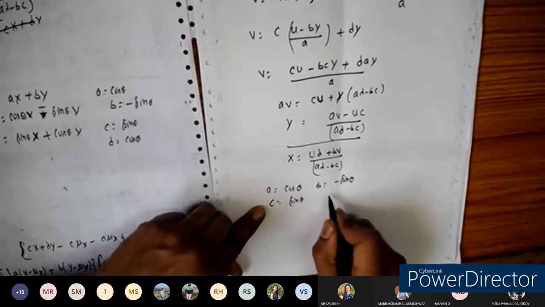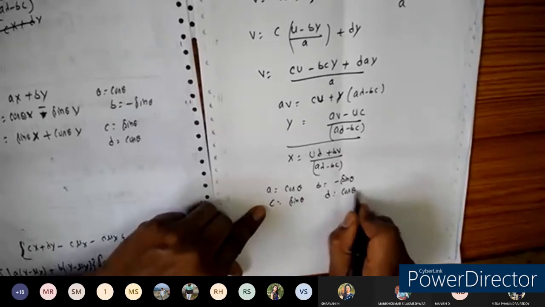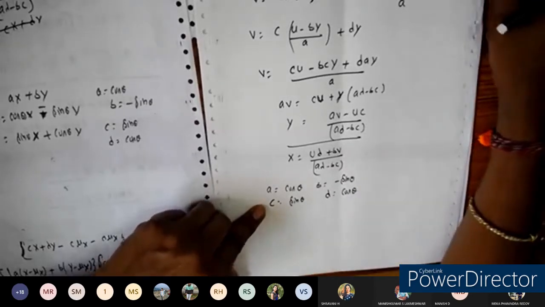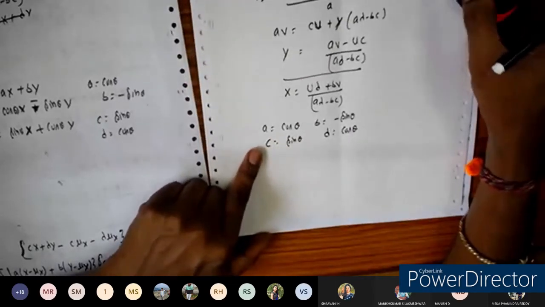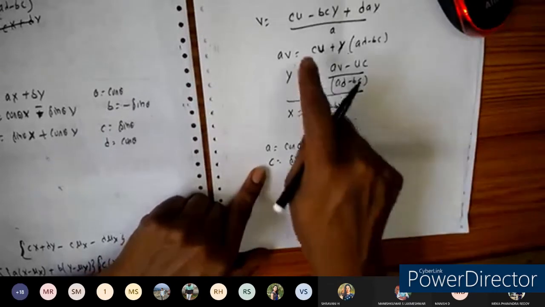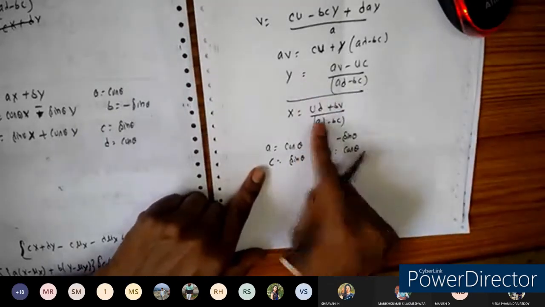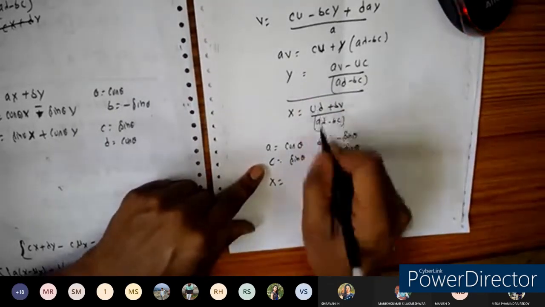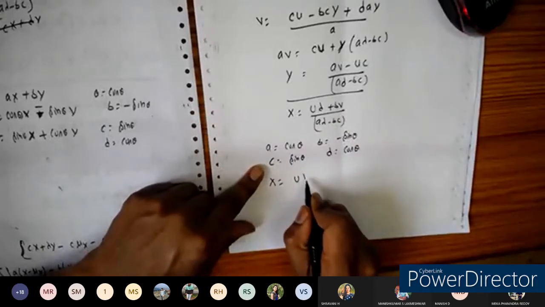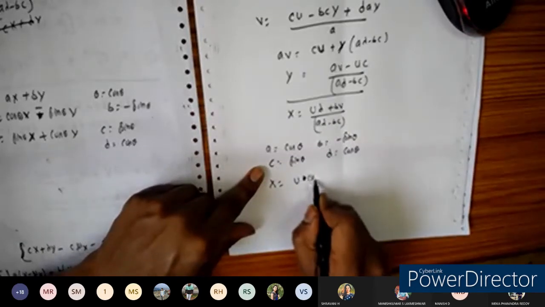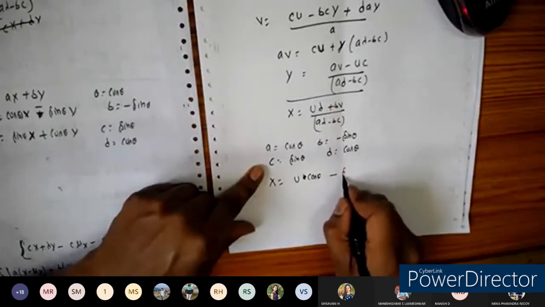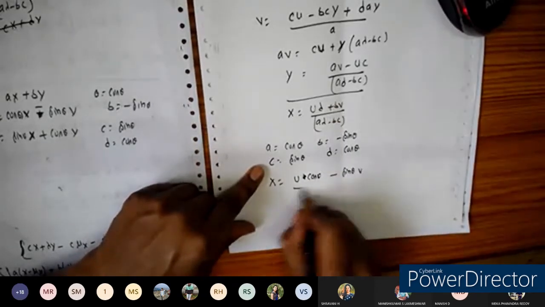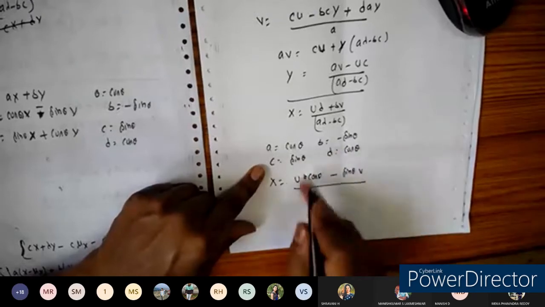Let us substitute c is equal to sin theta and d is equal to cos theta. Okay, c is equal to sin theta and d is equal to cos theta. We are going to substitute here, in the random variables y and x. So let us substitute in place of x. So u into d is nothing but cos theta. Okay, so plus, in place of b we have sin theta here. So minus sin theta into v divided by a into d.